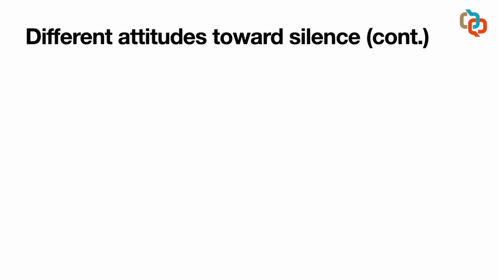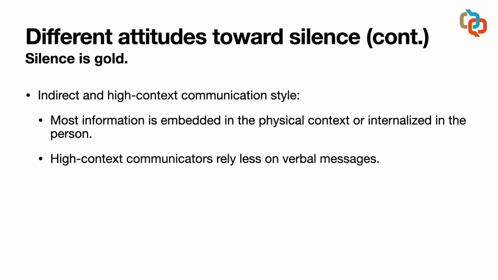The fact that East Asian and Finnish people value silence over speaking very often leads to their indirect and high context communication style. Communication style is the verbal and nonverbal ways of people using language. For people who are high context communicators, most of the information they want to send to whomever they are talking to is either embedded in the physical context or already internalized in the conversation participants.